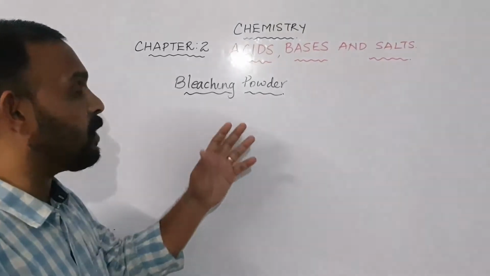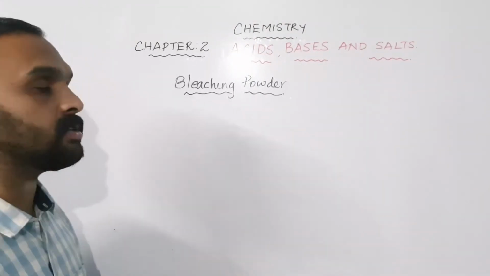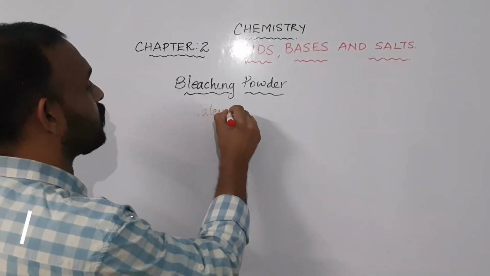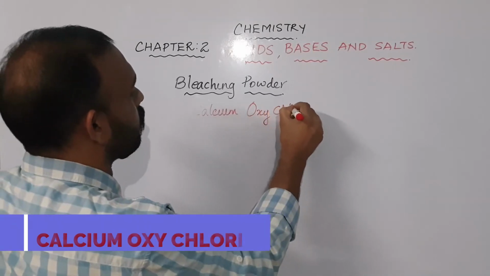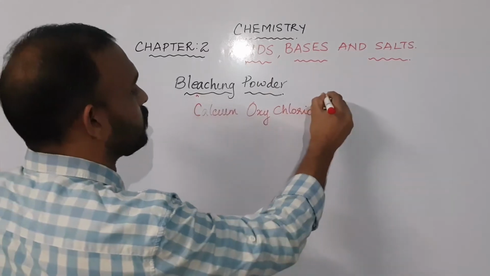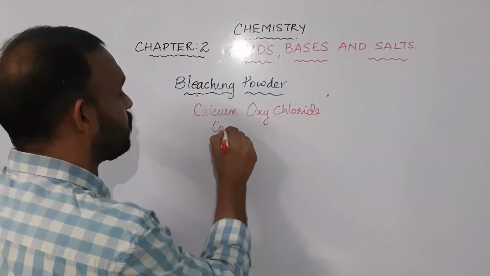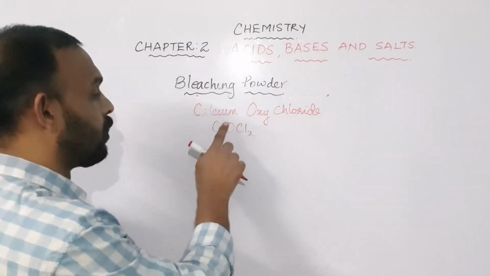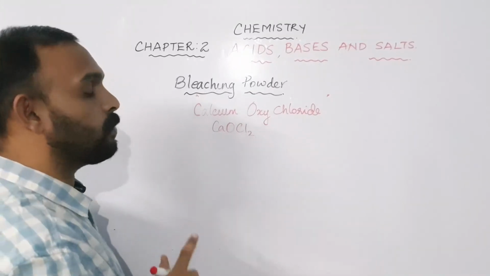So bleaching powder is a commercial name. Chemically it is known as calcium oxychloride. Okay, so what is its chemical formula? Its chemical formula is CaOCl2. Okay, calcium oxychloride. Is it clear? Now let's move to the preparations.